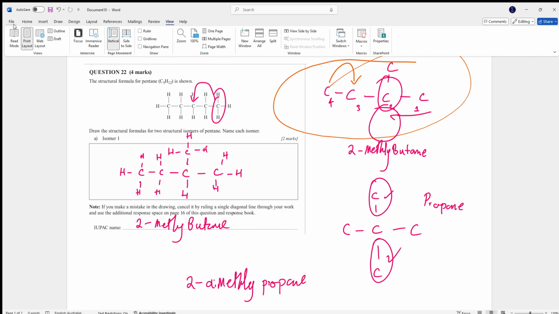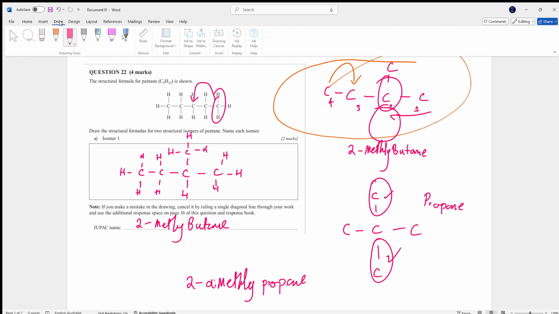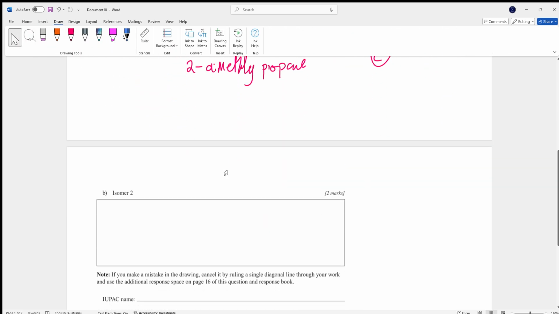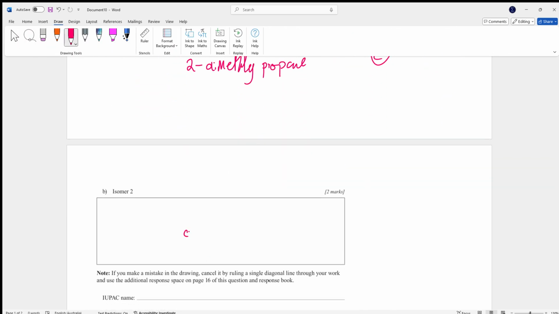So I'll draw it down at the bottom bit here. You draw it like this, and then have all your hydrogens, etc., and then go 2,2-dimethylpropane. Okay, and that's it.